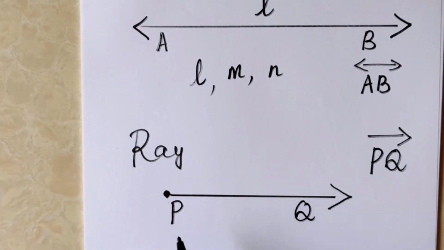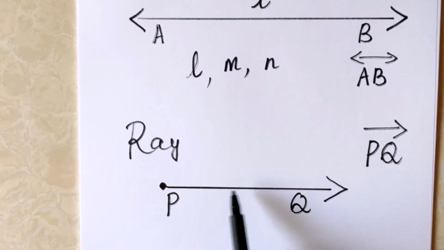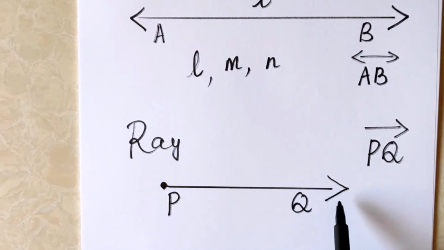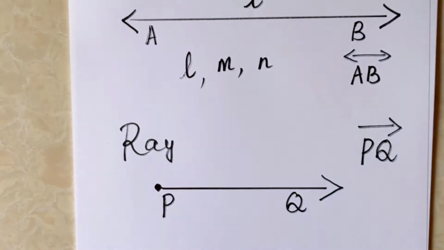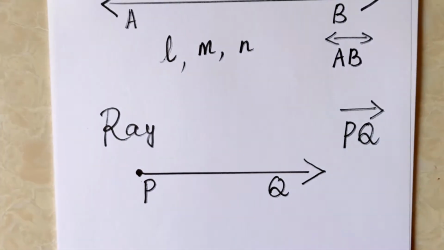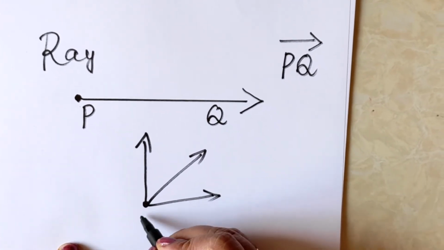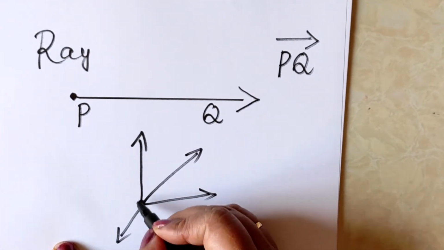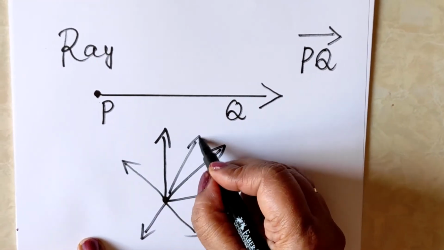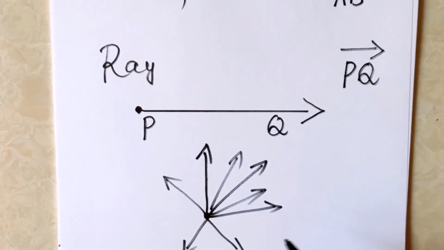And it has only one endpoint, the initial point, endlessly moving on the other side. From one small point, we can draw many rays, this way, this way, this way. So many rays can go on endlessly. From one point, we can make an infinite number of rays.